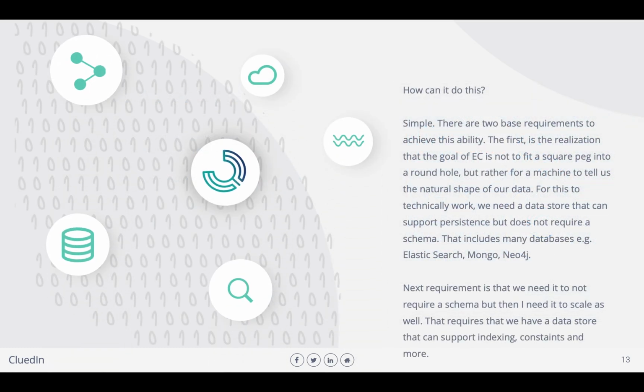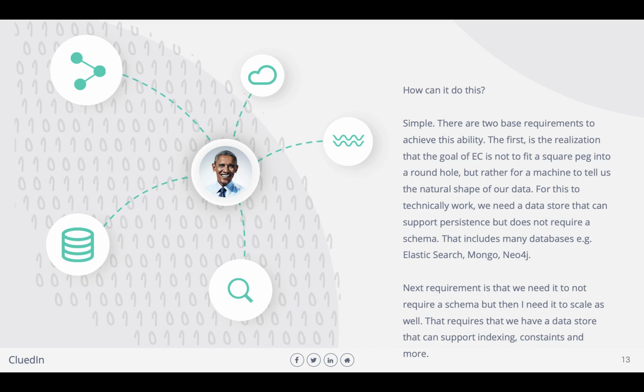So how can it do this? The good thing about the eventual connectivity pattern is also that it's very simple. There are two base requirements that are necessary to achieve eventual connectivity. The first is the realization that the goal of eventual connectivity is not to fit a square peg into a round hole, but rather for a system or a machine to tell us what is the natural shape of the data sources that you are integrating.